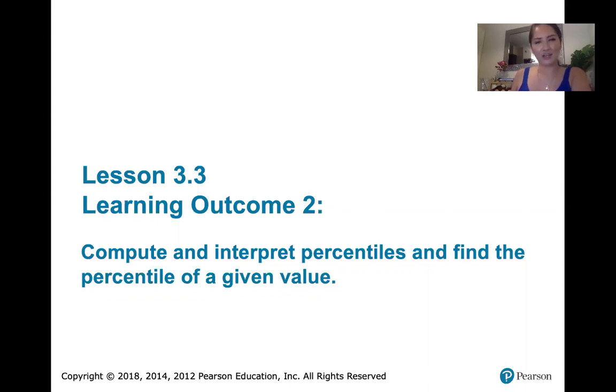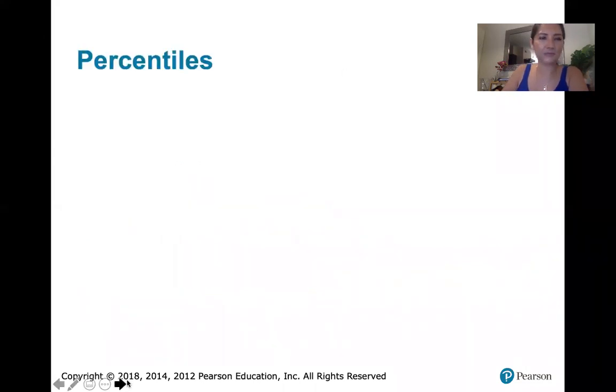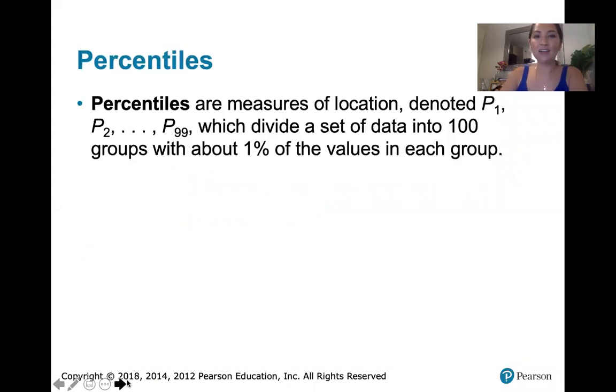In this section, we're talking about percentiles instead. This also gives us a measure of relative standing. So here's the definition. Percentiles are measures of location. They're denoted p sub 1, p sub 2, p sub 3, p sub 4, all the way through p sub 99. Basically what they do is divide our set of data into 100 groups, and in each group you have about 1% of the data values. So p sub 1 is supposed to be approximately that first 1% of the data values, p sub 2 is the next 1%, p sub 3 is the next 1%, and so on. And p sub 99 is that top 1% of the data values.